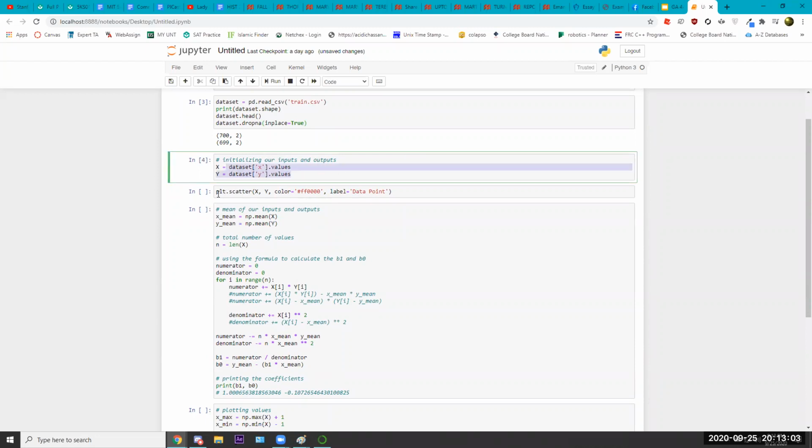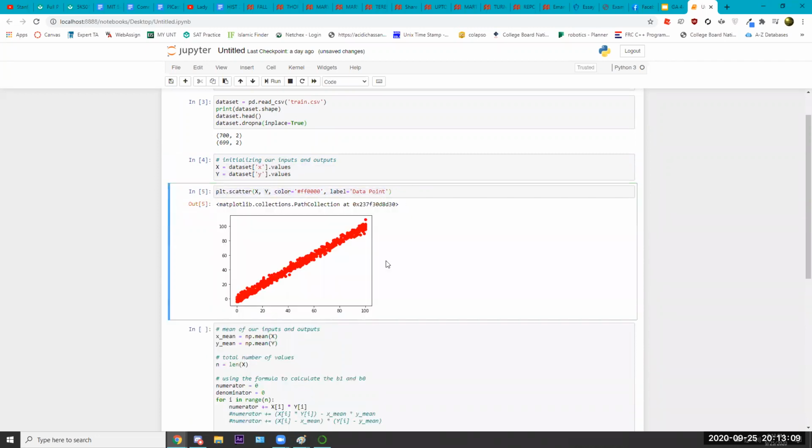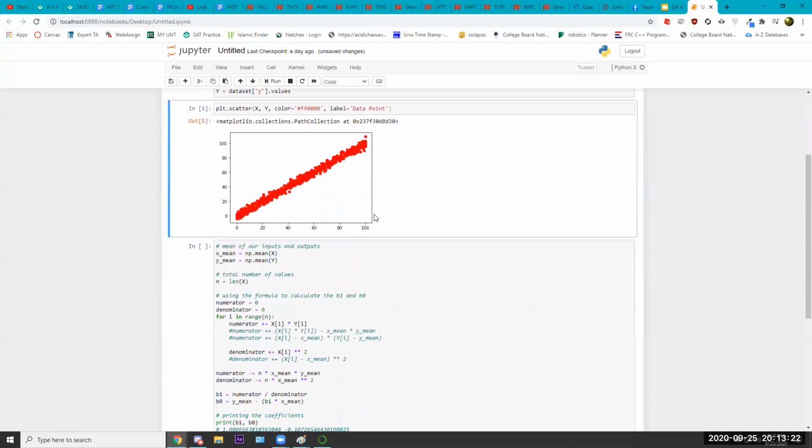We're initializing it. This is essentially just plotting what our current data looks like. This is the data, and you can see it's pretty simple. It's literally a y equals x relation. Like x equals 60, y equals 60, and so on. It's a pretty simple line, right?